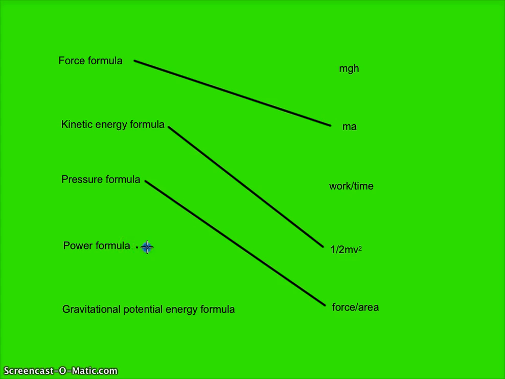Power. Power is work over time, and gravitational potential energy is mass times gravitational constant times height. Hey, I hope you've not only had a good review, but I hope you learned a little bit about power as well.